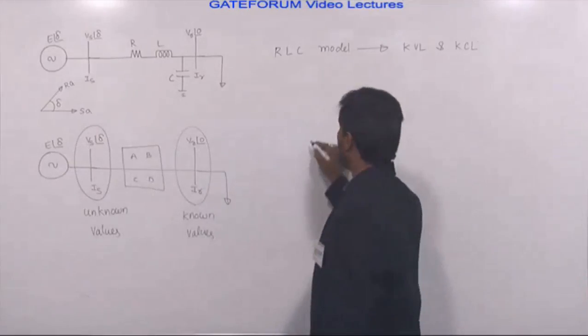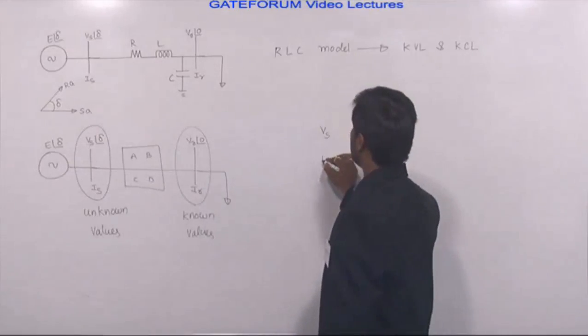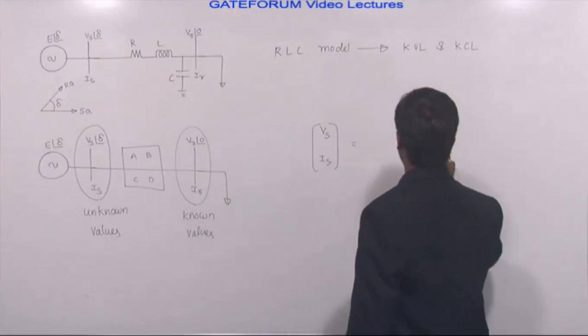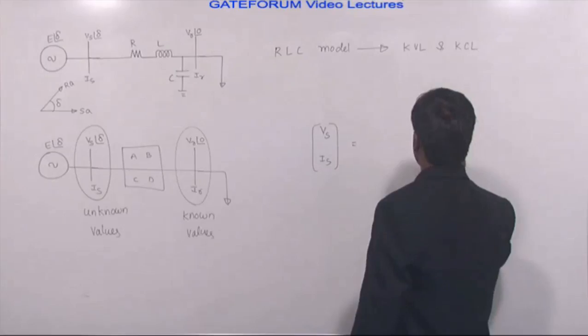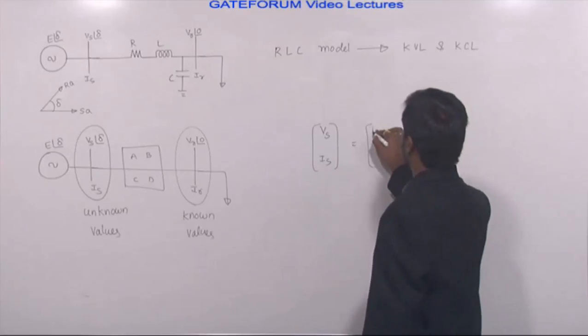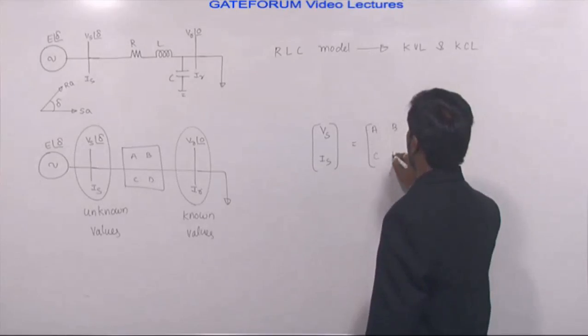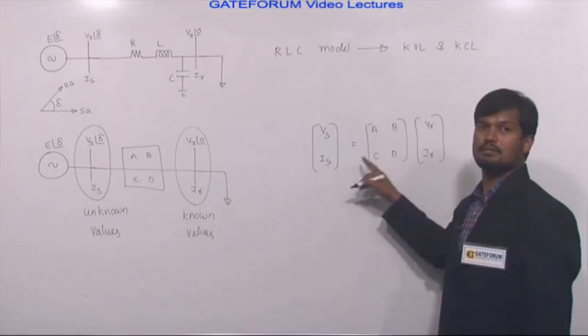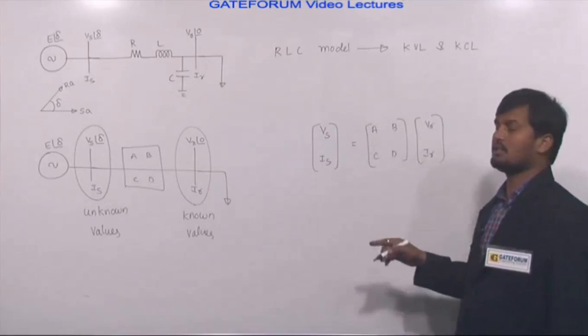Now tell me, what are the sending end parameters? Vs, Is. What are the receiving end parameters? VR, IR. Sending end parameters are represented in terms of receiving end parameters by using ABCD parameters. A, B, C, D.